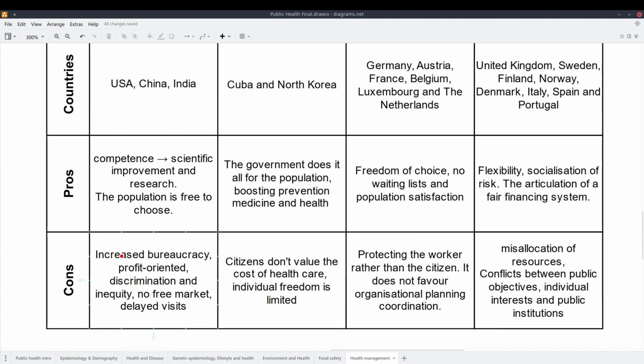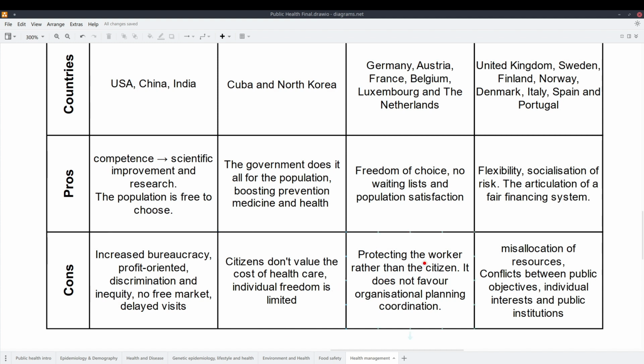The cons of the liberal one are the increased bureaucracy, it is profit-oriented, there is discrimination and inequity. There is no free market, and there are delayed visits. The cons of the socialist model are that citizens don't value the cost of healthcare, and also the individual freedom is limited. You cannot really choose what to do with your health. If you want a special treatment, unless your country implements it, you cannot access it.